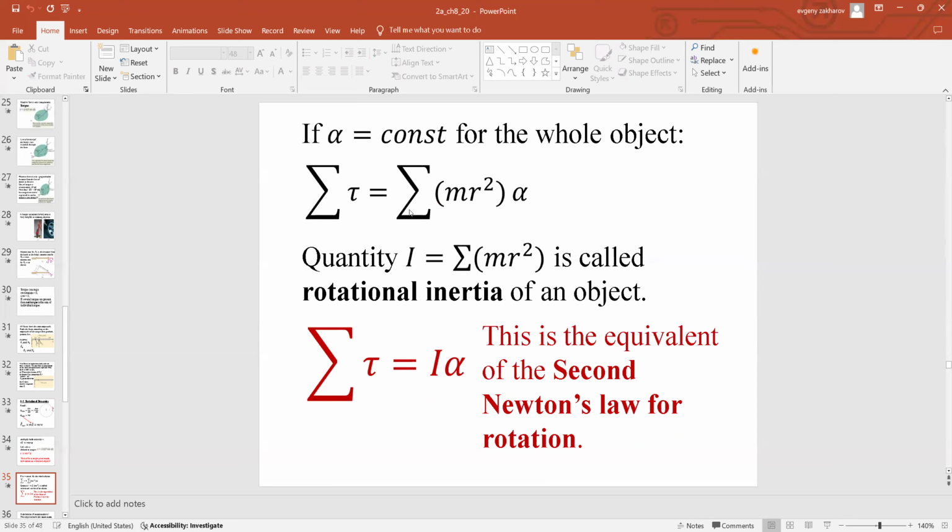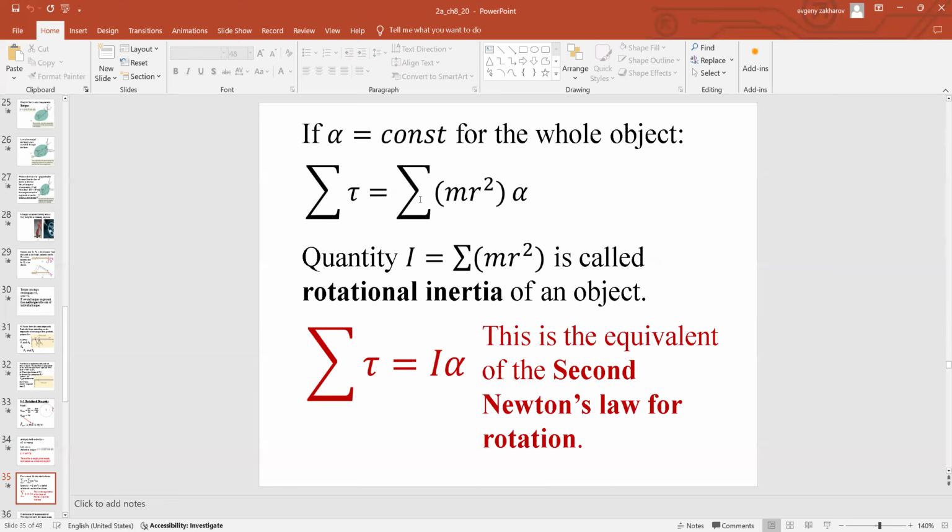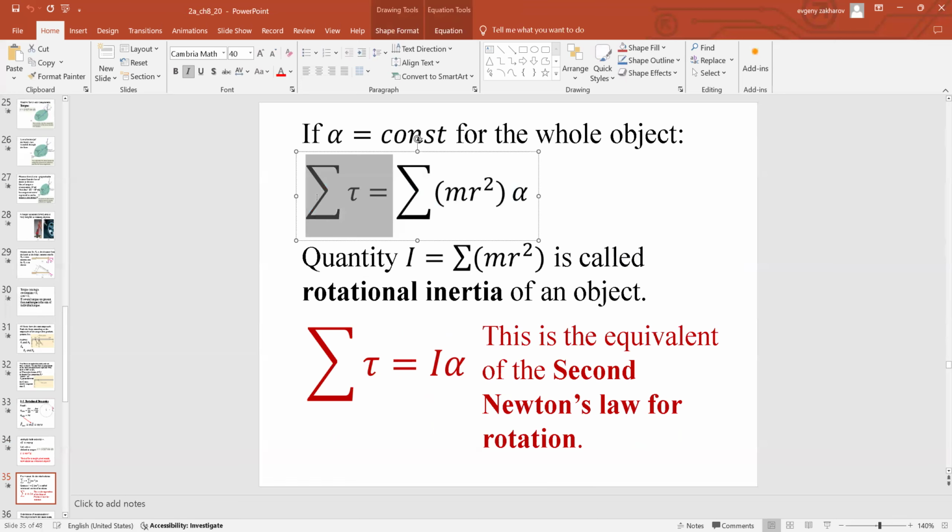And, well, this was a single point mass scenario. How about the general case? The general case means you have to add up all the torques acting on the system. That becomes the net torque. And then you also have to add up all the pieces that make up the object. This Greek symbol means the sum. So the sum of all the torques is the sum of all the point masses a certain distance away from the axis of rotation, multiplied by the angular acceleration.